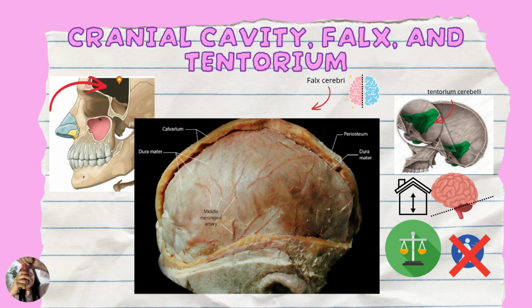And in this part, this is the falx cerebri. The falx cerebri is like a vertical fold. The tentorium cerebri is the part in green color that is a horizontal fold that separates the cerebrum from the cerebellum, acting like a roof over the cerebellum. These structures help to stabilize the brain, and they limit excessive movement inside the skull.